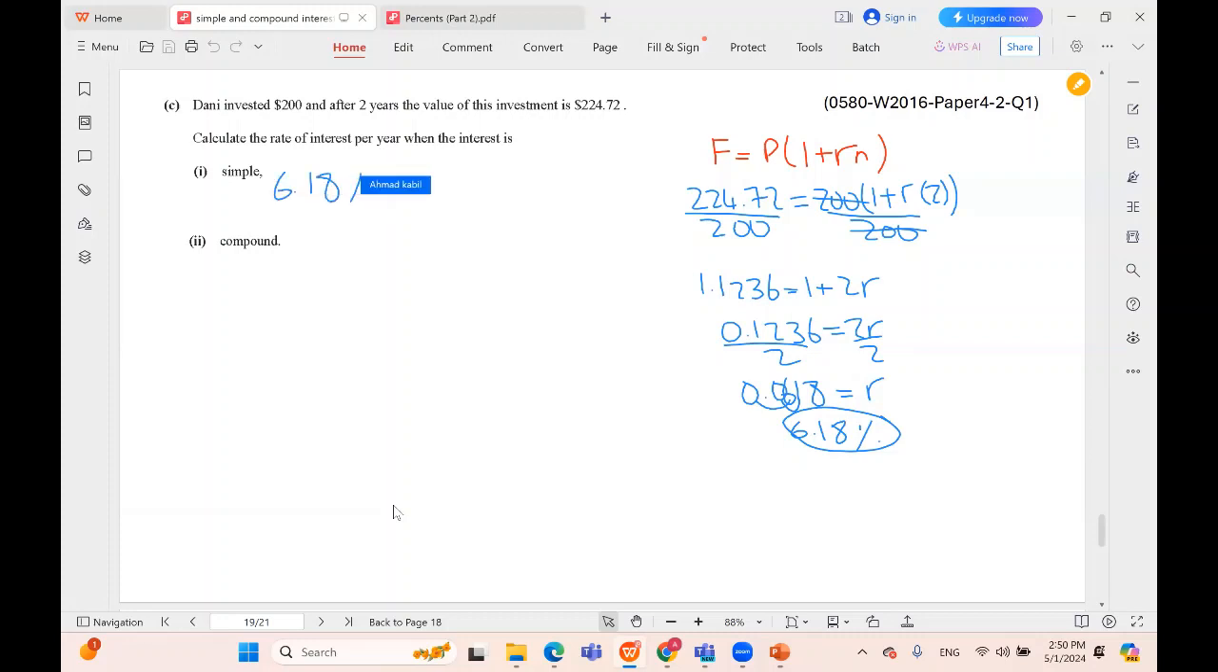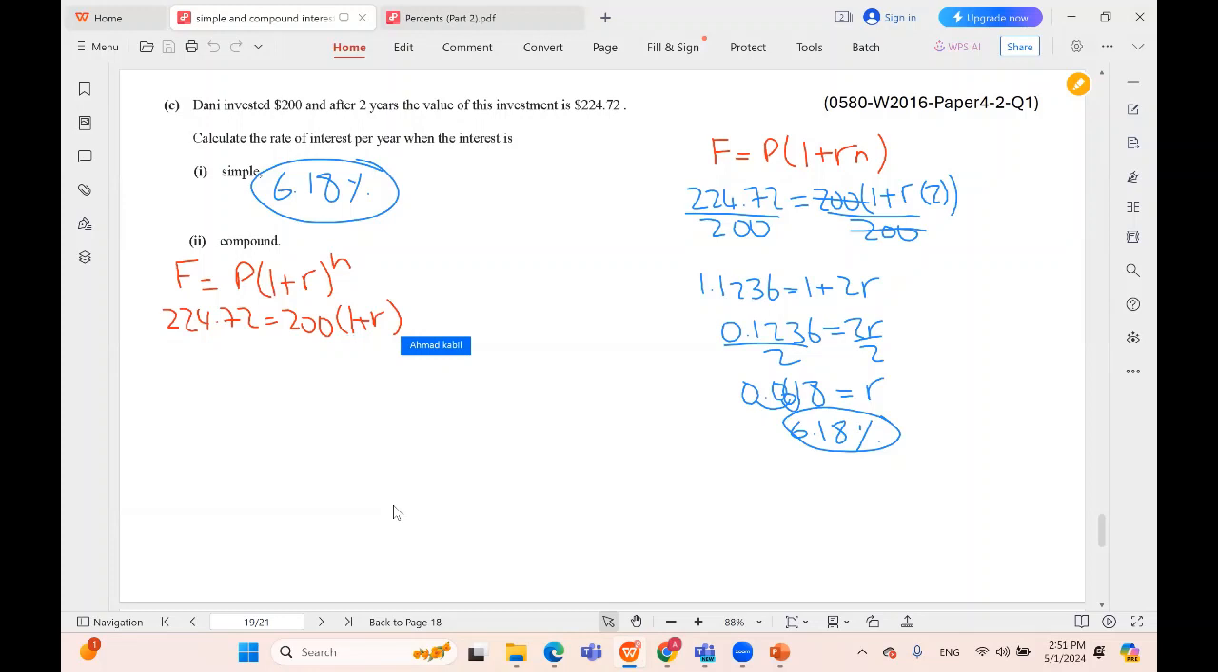We're going to repeat the same process in double I, but with the rule of the compound interest, which is F equals P times 1 plus R to the power n. So 224.72 equals 200 times 1 plus R all to the power 2. Again, we divide by 200 on both sides. And again, these cancel out. So 1.1236, which we already got, equals 1 plus R to the power 2.